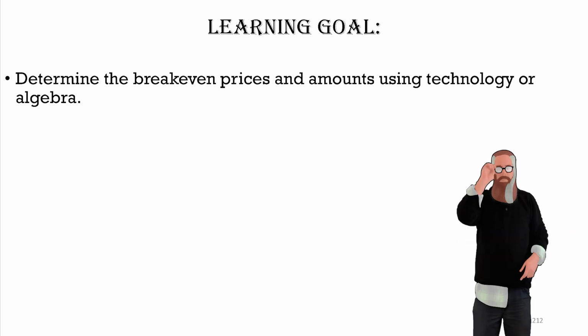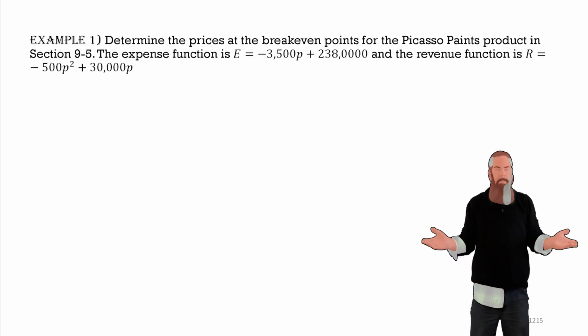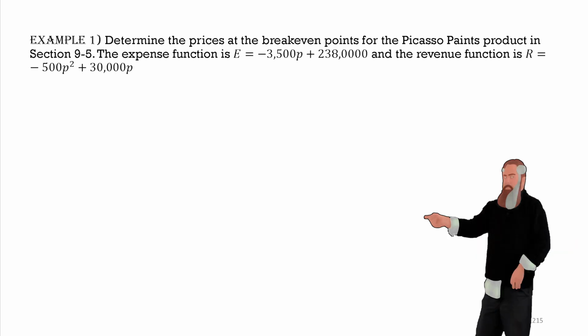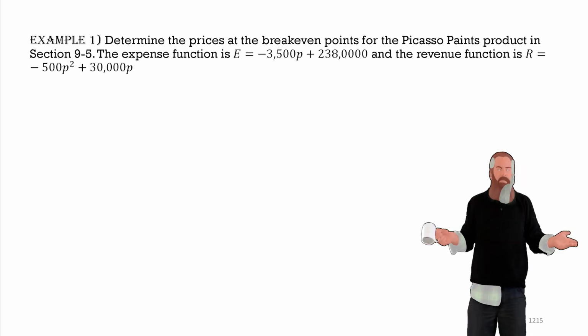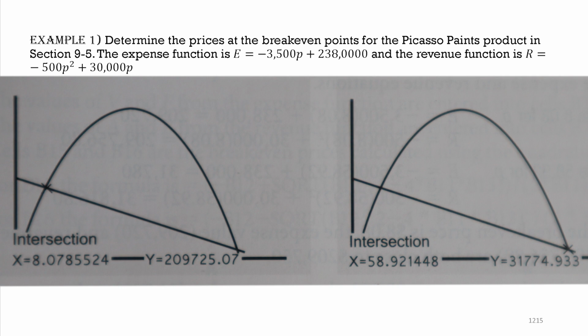Let's determine the break-even price. Determine the prices at break-even points for the Picasso Paint product that we did in the last lesson. This is the expense function and the revenue function. So the break-even points will occur when these two equations intersect. These figures show two graphing calculator screens after the intersection feature has been used. Shown on the left is the leftmost break-even point. At that point, the price is $8.08. On the right is the rightmost break-even point, and at that point, the price is $58.92. Both break-even points have been rounded to the nearest cent.